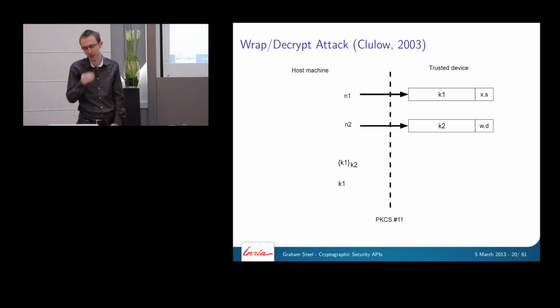Well, this is bad news, right? Because now I've got a very, very simple attack, which appeared first in a paper by Jolly and Clulo at CHES in 2003. In this attack, I very simply encrypt K1 under K2 using the wrap command, and then I call the decrypt command, giving the encryption of K1 under K2 as the input. The device is going to just take that blob, decrypt it using K2, and give me the result, which is key K1 in the clear. Well, that's bad.